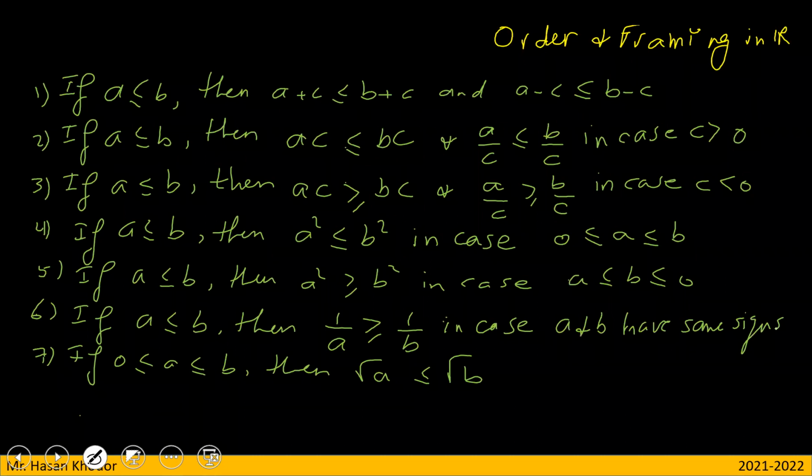We have to take this in consideration. A and B must have the same sign when talking about reciprocals. Otherwise, if A is negative, 1 over A will still be less than 1 over B. So, what do I mean? Look, we know that 5 is less than 10.